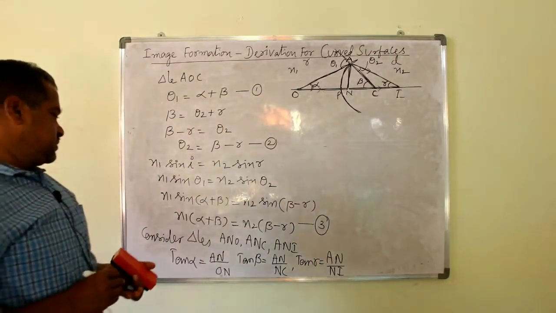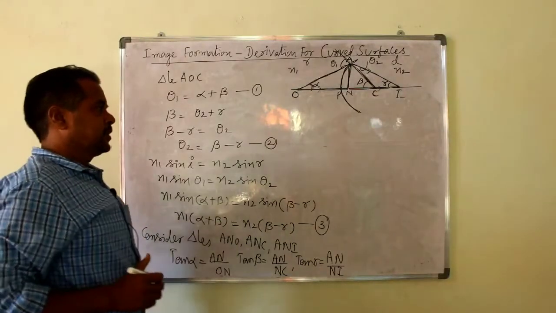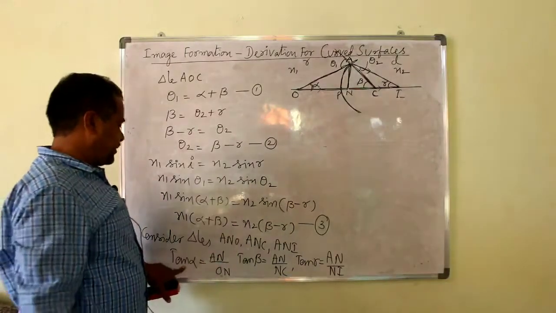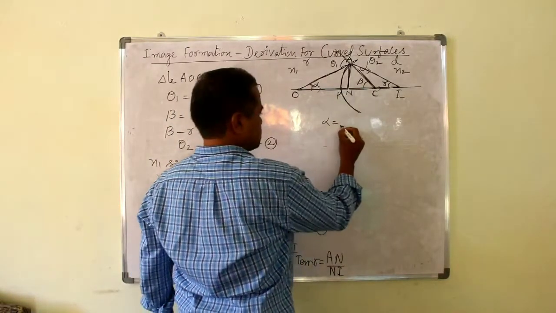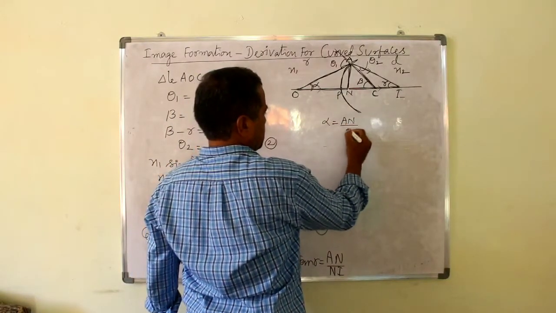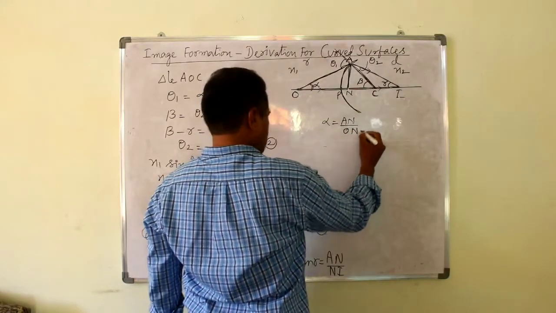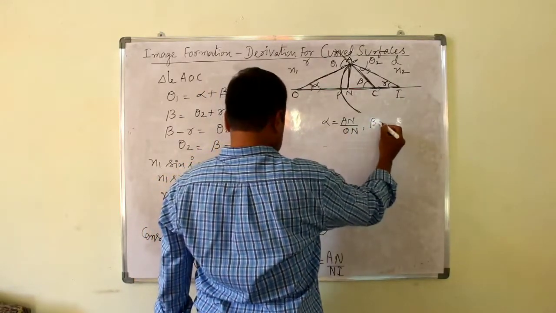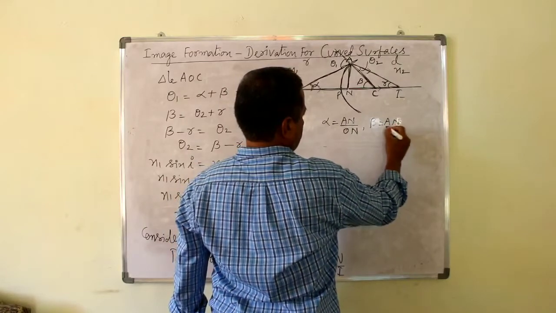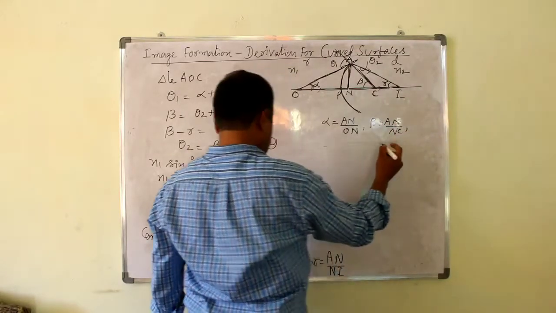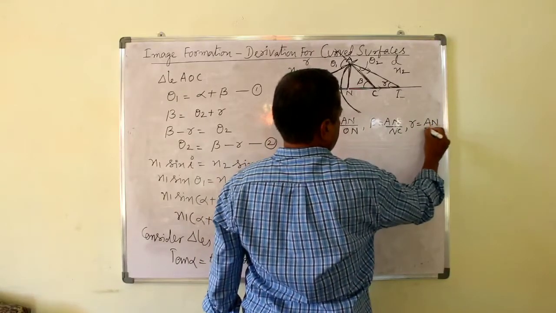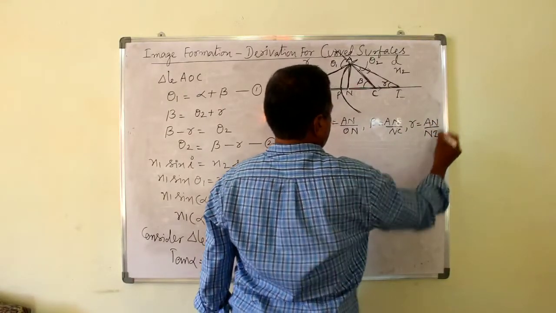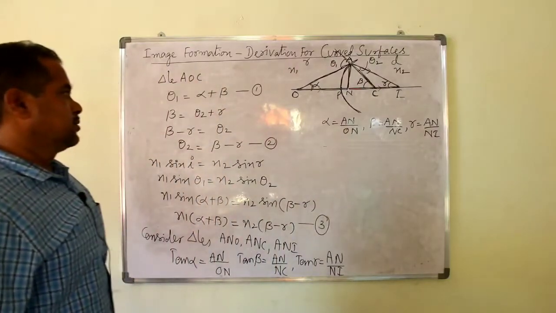All these cases are for paraxial rays. So we remove the tan ratios. At that time, what happened? Alpha is equal to AN by ON. Beta is equal to AN by NC. Gamma is equal to AN by NI.